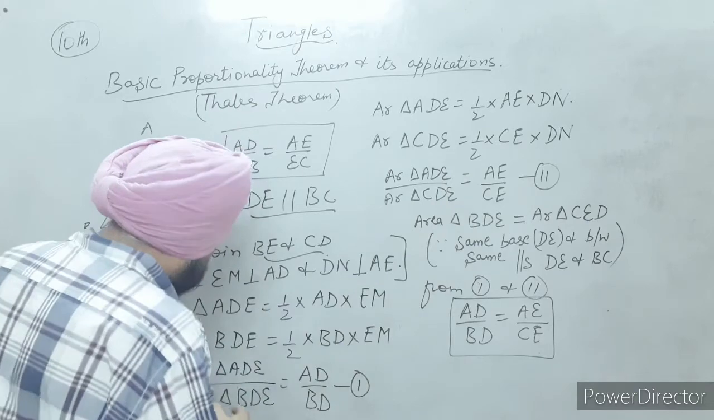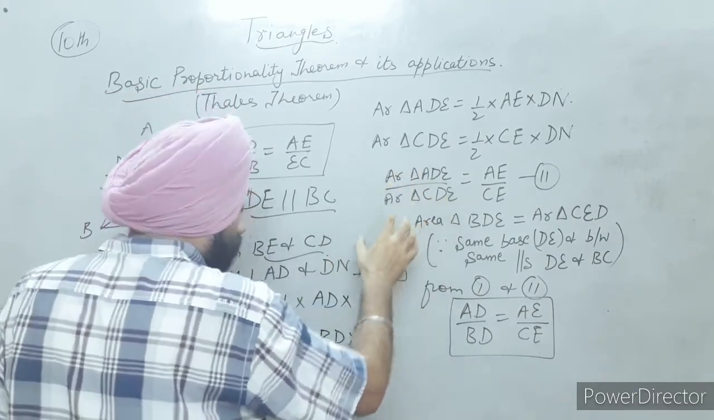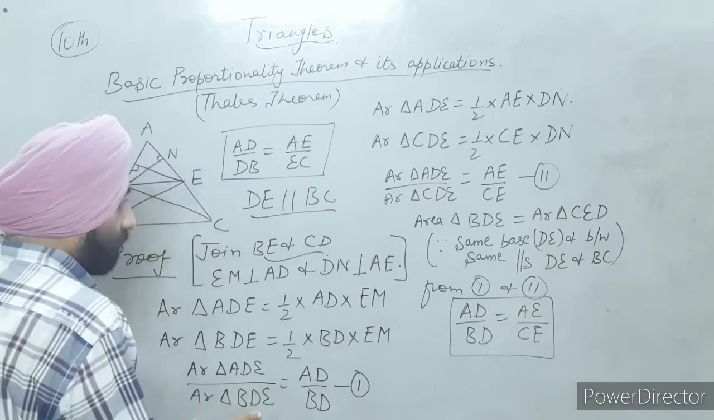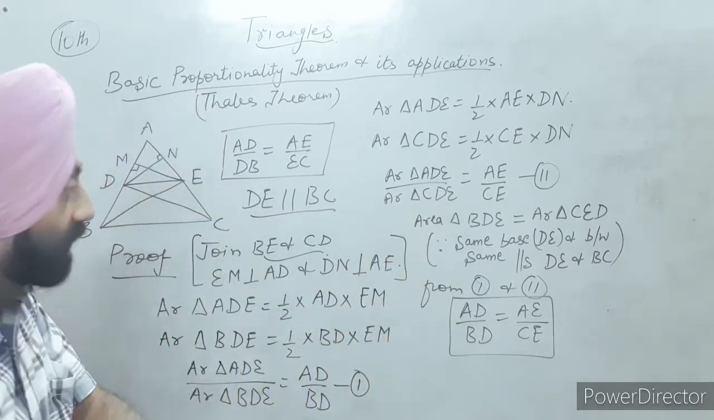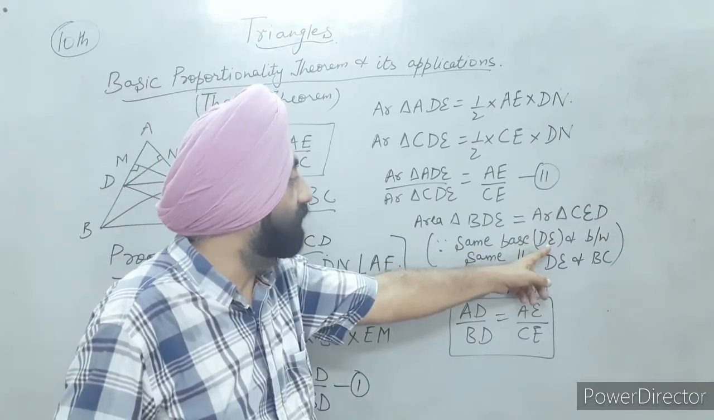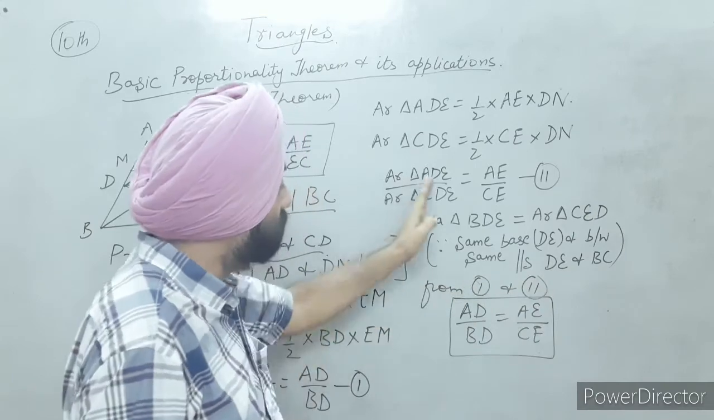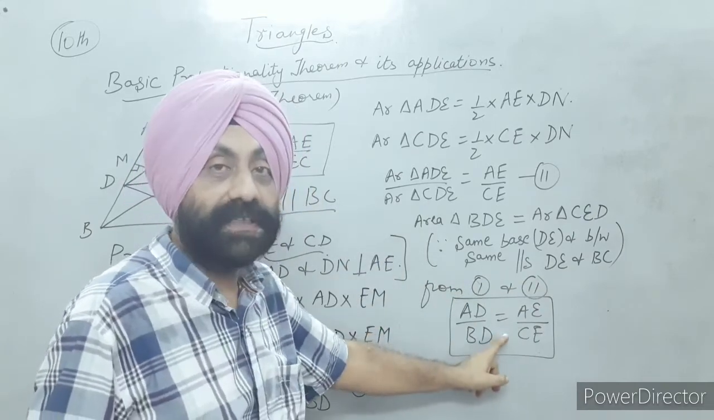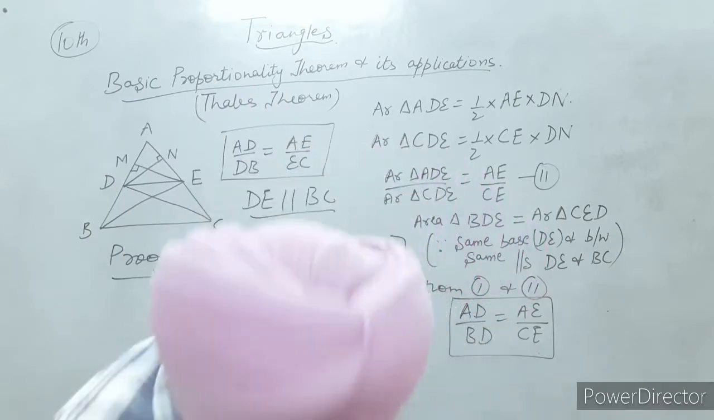From first and second, this left hand side equals this left hand side. Why? Because area of triangle BDE is equal to area of triangle CDE. The reason being, they are on the same base DE and between the same parallels DE and BC. From first and second, I get the required result that proves the basic proportionality theorem.